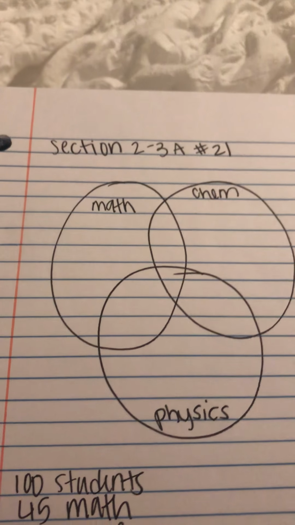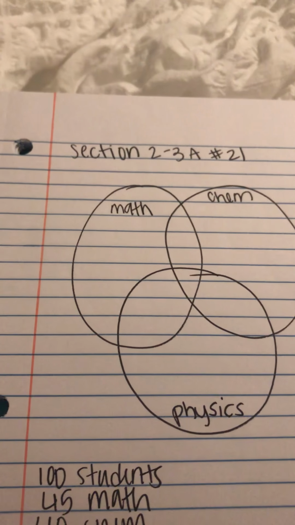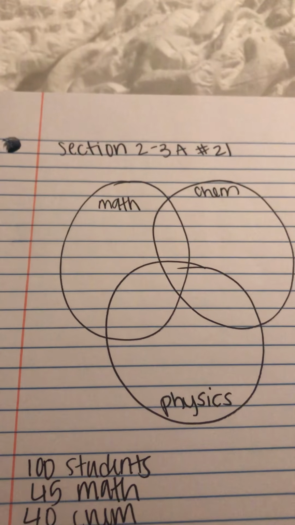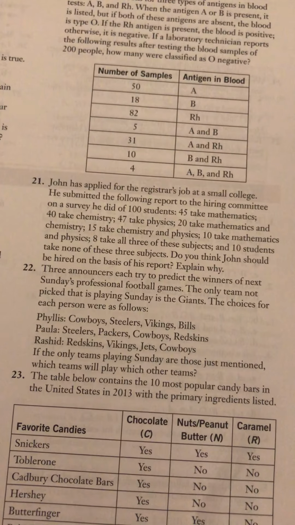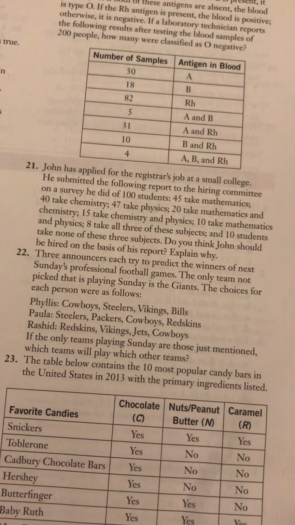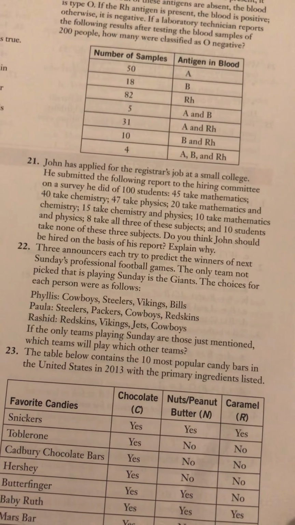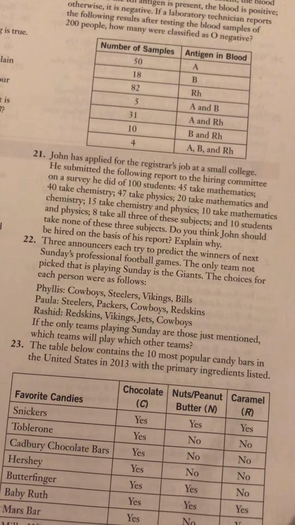For this Teach It video, I'm going to be doing section 2/3A, number 21. The question says, John has applied for a registrar's job at a small college. He submitted the following report to the hiring committee on a survey he did of 100 students.